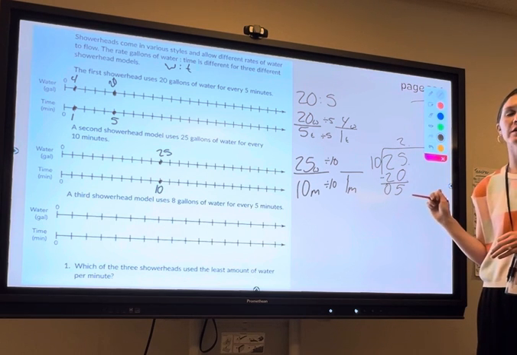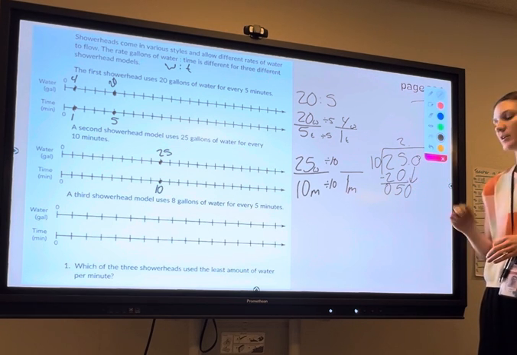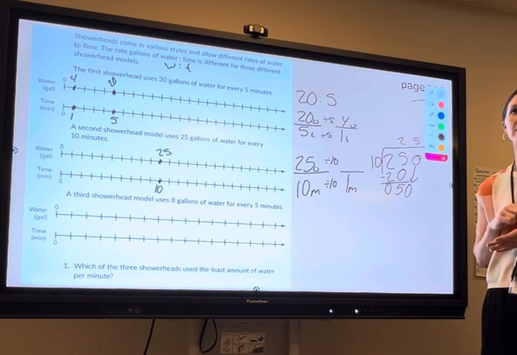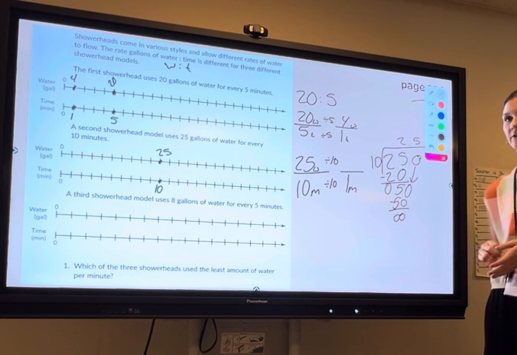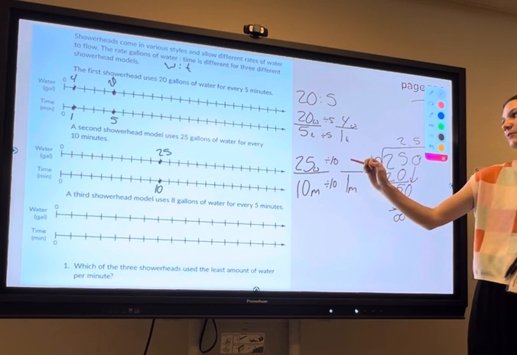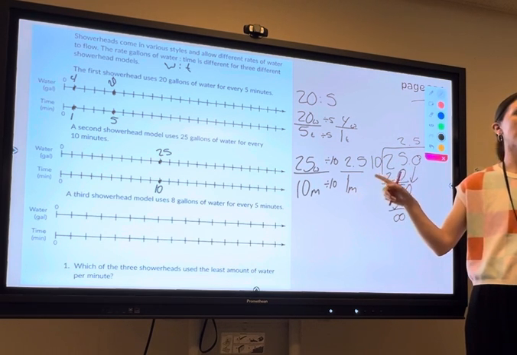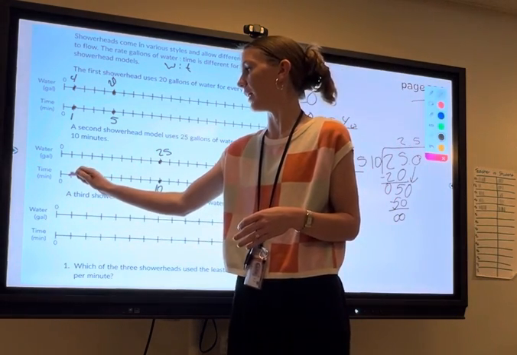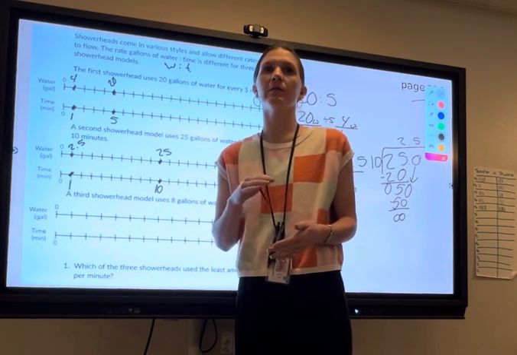Since I still have a remainder here, I'm going to add a decimal behind my whole number, and I'm going to add a 0. I'm going to drop down that 0. I have 50. 10 goes into 50 5 times, right? Because 10 times 5 is 50. 50 minus 50 is going to be 0, okay? I have no remainder anymore, so I'm all done. So 25 divided by 10 is 2.5. So in 1 minute, this shower head is only using 2.5 gallons. So if I come over here and I put that, I have 1 minute. I have 2.5 gallons of water.